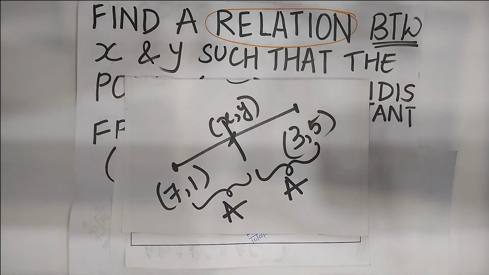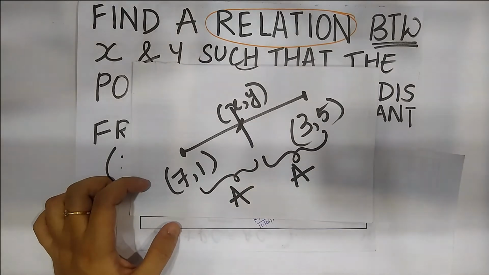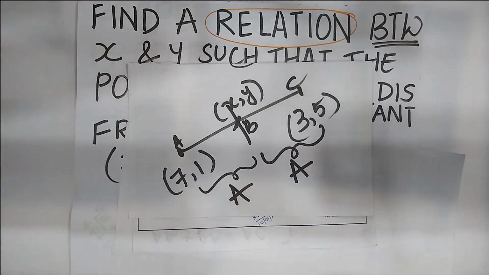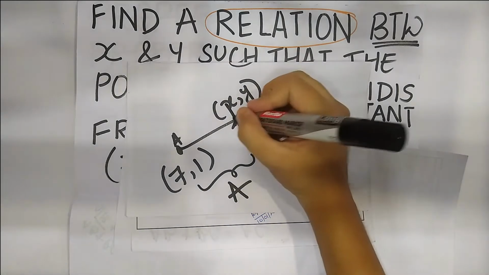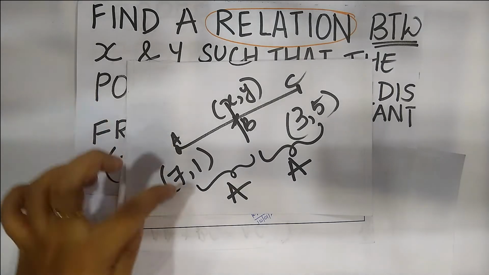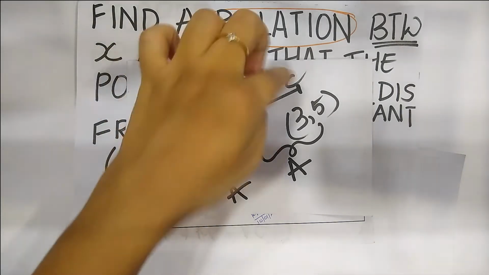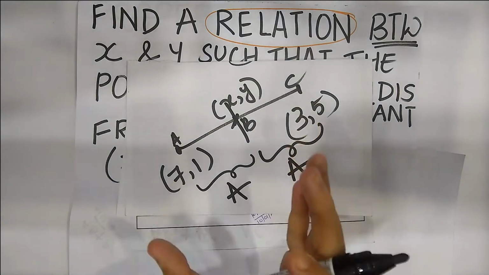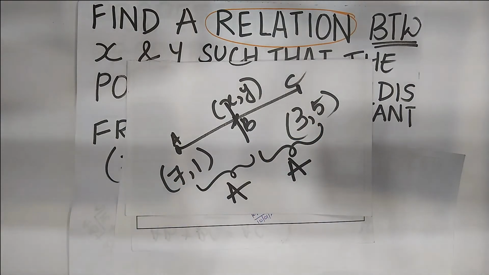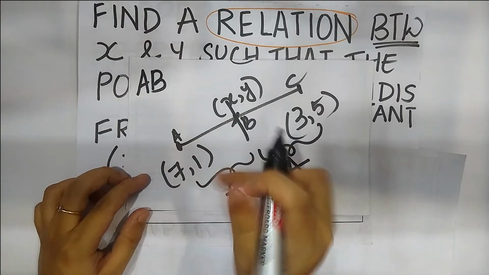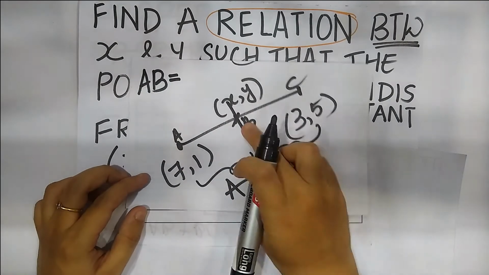So by looking at this, let us place variables as the name for each coordinate: A, B and C. A has the coordinate 7 comma 1, B has the coordinate x comma y, C has the coordinate 3 comma 5. If these are at equal distances, it means that AB, which is this distance, will be equal to BC.